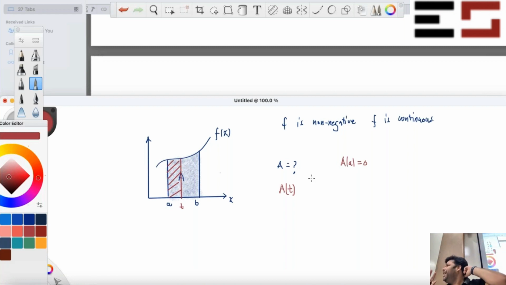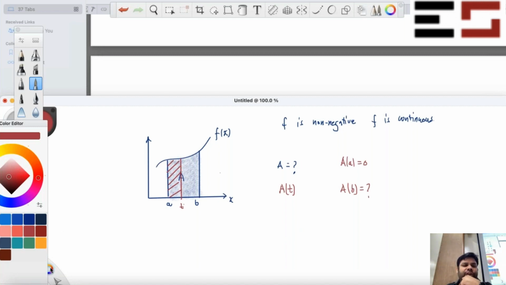So I know the area at a. I don't know what is the area at t. And I know that area is increasing, for this particular function. Why is A(a) 0? Suppose you just take this t, shrink it to a, and what is the area? Yeah, right, A(a) is 0. And I want to find A(b), right? I want to find A(b) eventually. That is what I want to find. So I'll not only find A(b), but I'll find this entire function A(t). So A(b) will be just a special case of this. So let's do that. How do we do this?